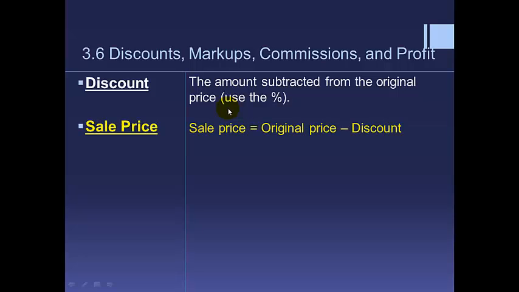So the sale price, what the new price will be, is I take my original price, which would have been that retail price, and I'm going to subtract the discount, whatever that percent would have been. If it was 20% of $50, then 10% of 50 is 5, so 20% is 10. So I'm going to subtract 50 minus $10, so my sale price would have been $40.